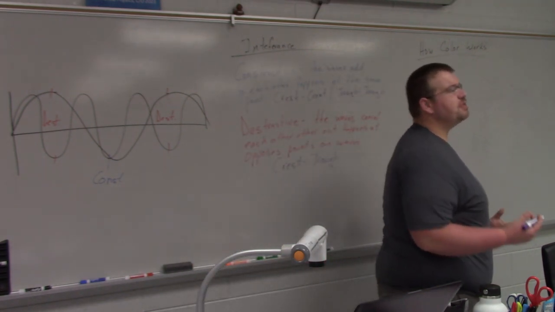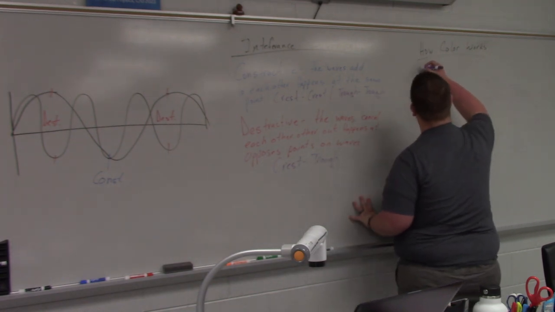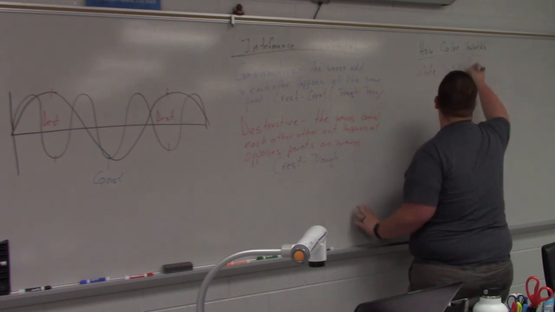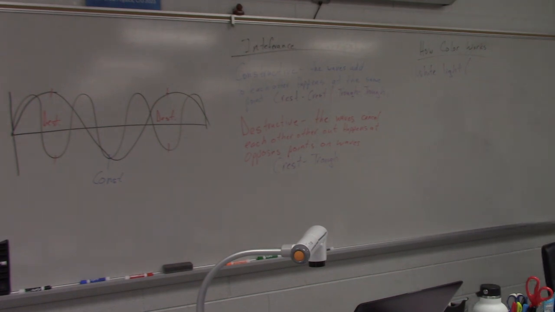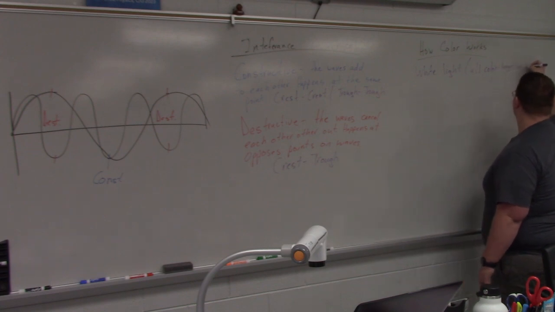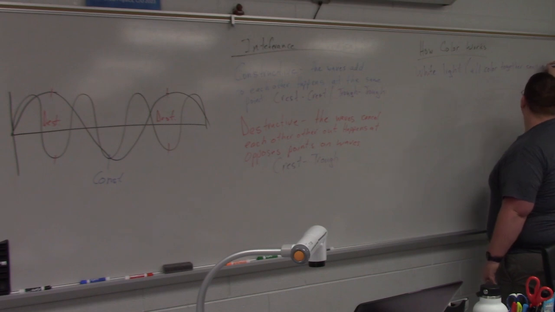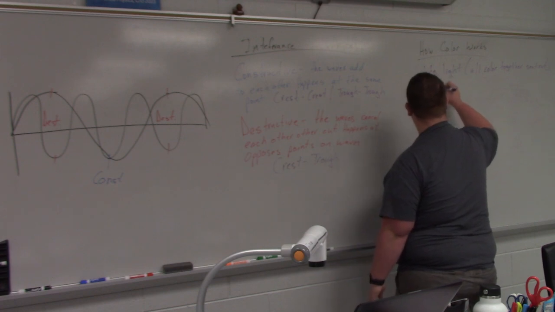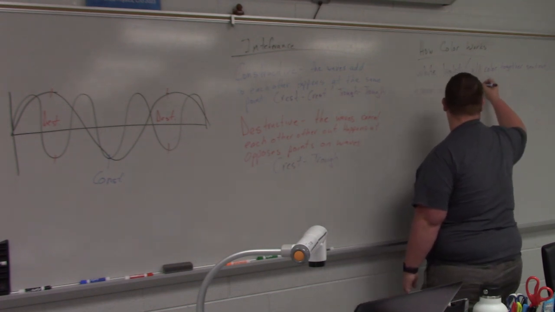Okay, anyway. How color works. The first thing you got to get is white light. And here's why I say white light: because when we talk about the color white, that's all color together being sent out. White light travels and hits objects.